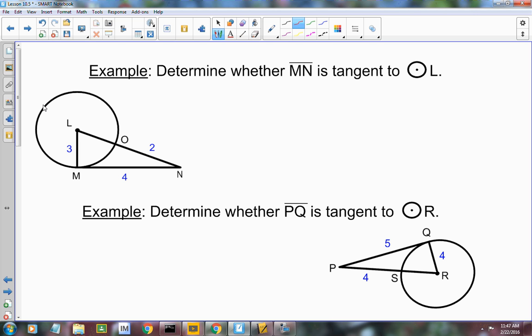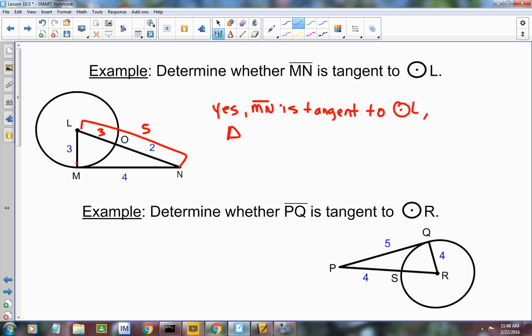We know that this leg is 3, this leg is 4. What's the length of this leg going to be? It's going to be 5 because this is a radius here, correct? So this is also a radius, so its length is 3, which means this whole thing here is 5, okay? LN is 5. And so is this a right triangle? Yes, it's a triple, isn't it? 3, 4, 5. And so my answer would be yes, MN is tangent to circle L. Triangle LMN is a right triangle.